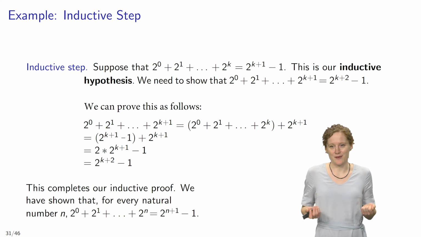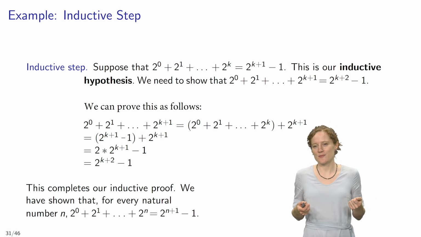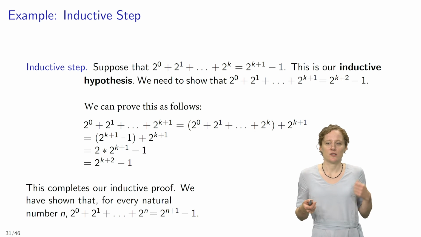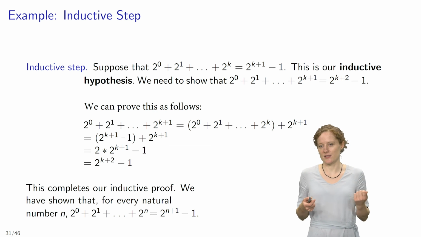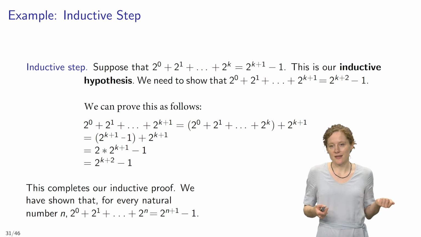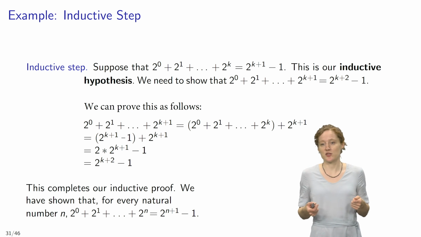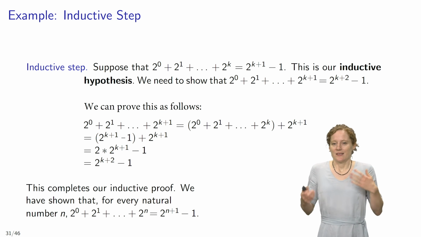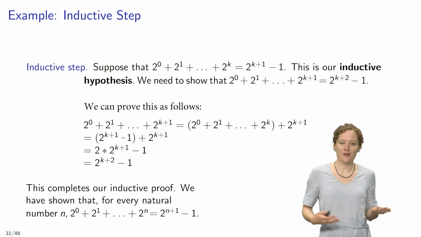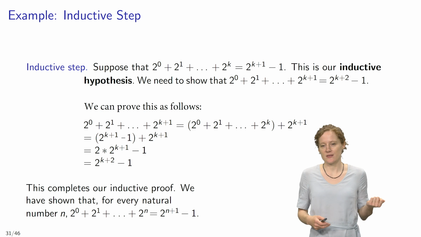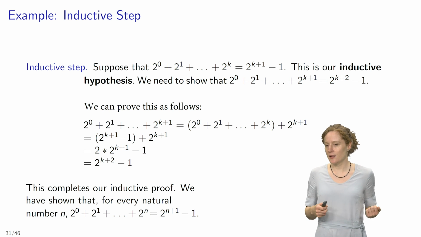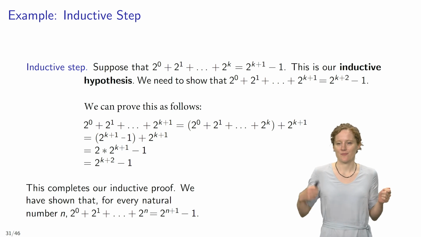I can now infer that 2^(k+1) minus 1 plus 2^(k+1) equals 2 times 2^(k+1) minus 1. And that is identical to 2^(k+2) minus 1. And that completes our inductive proof. So we have now shown that for every natural number n, 2^0 plus 2^1 plus and so on and so forth plus 2^n equals 2^(n+1) minus 1.